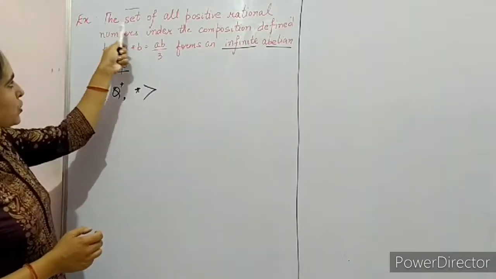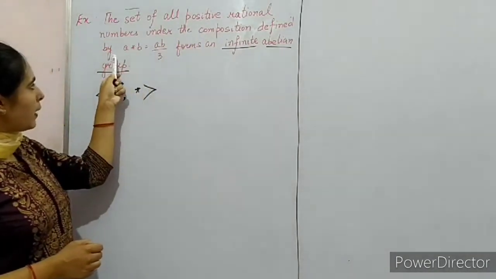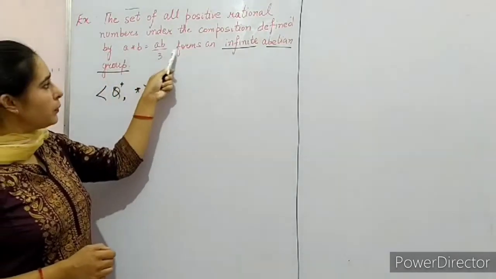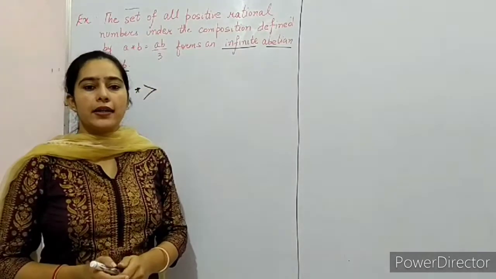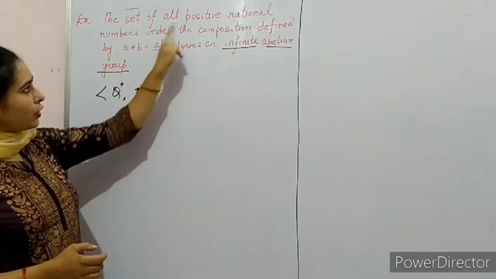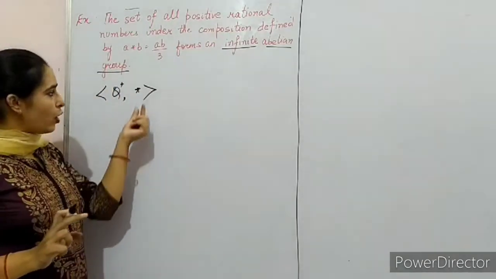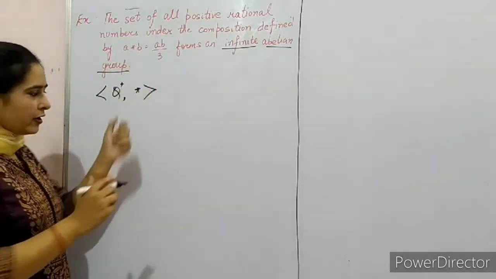Example: the set of all positive rational numbers under the composition defined by A star B equal to AB by 3 forms an infinite abelian group. Here, what is the set G? It is the set of all positive rational numbers. So let us denote it by Q plus, and the operation is star, which is defined here.